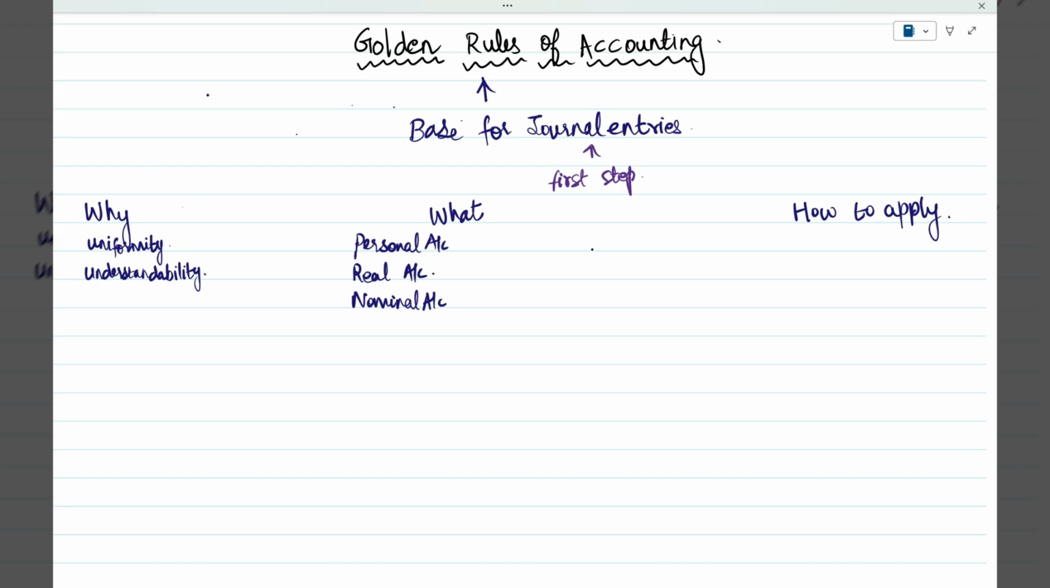I have divided this into three parts. First, to learn why these rules are actually required, then next we are going to learn what these rules are. If you know the why and what of any topic, then how to apply would be very easy. However, in order to make things simpler, I will come up in the next video on how we are going to apply these golden rules of accounting into our journal entries, that is, journaling of our transactions. So in today's video, we are going to learn about the why and what of the golden rules of accounting.